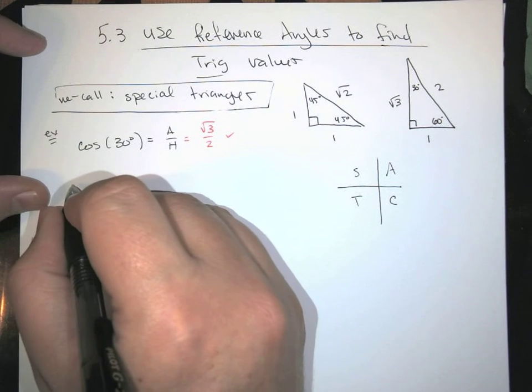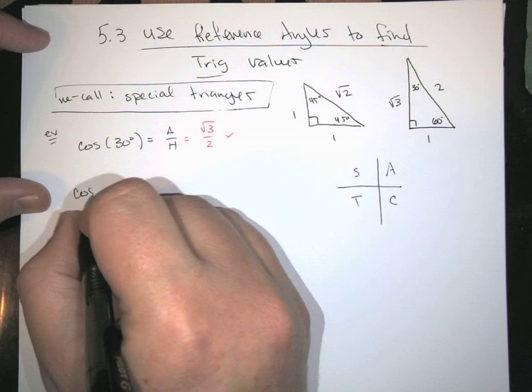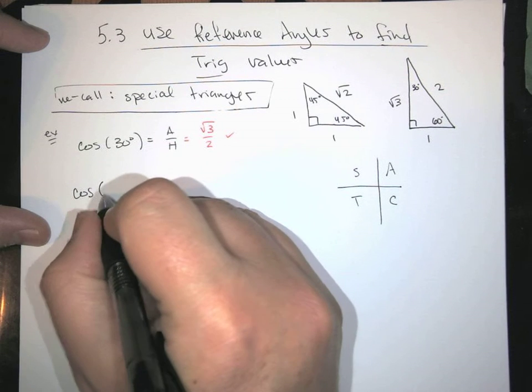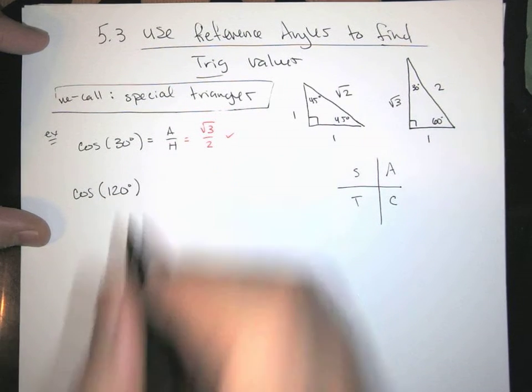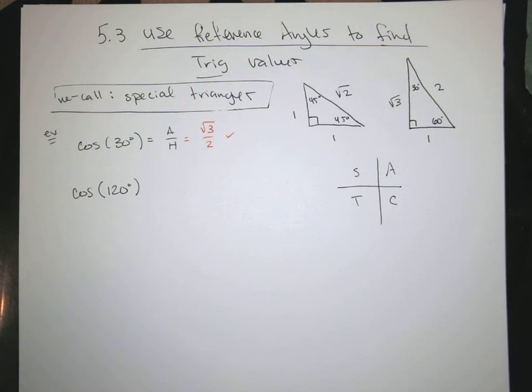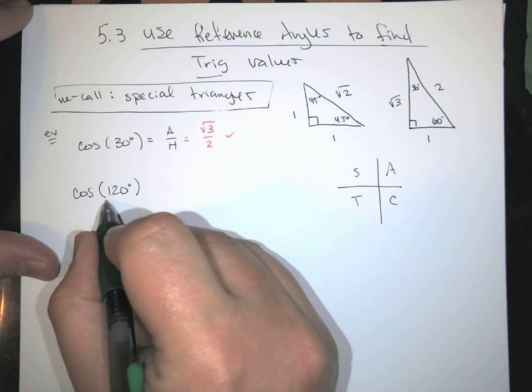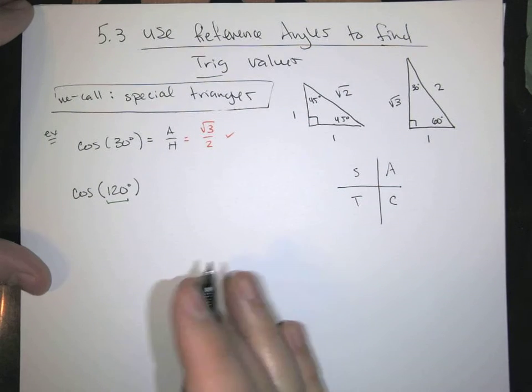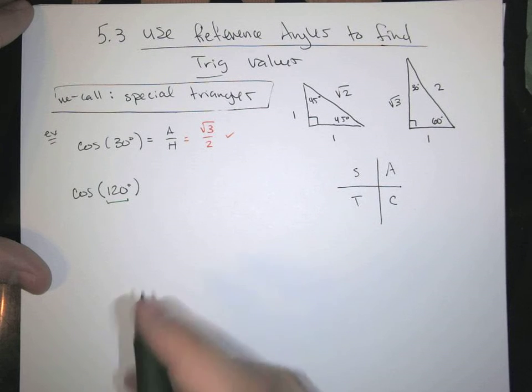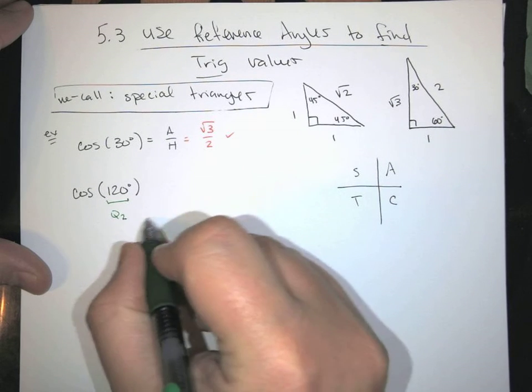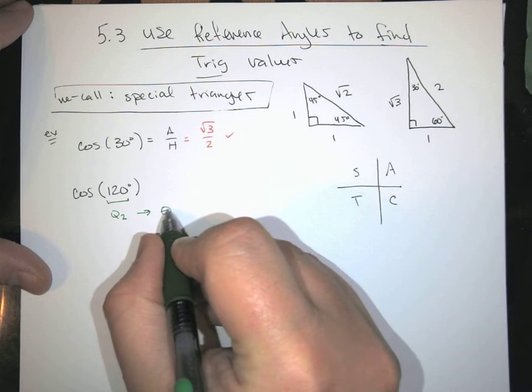So let's do cosine again, but let's do something like cosine of 120 degrees. So before we do anything, we need to know where 120 is. 120 is between 90 and 180, so that's quadrant 2. So what I need here is the reference angle.